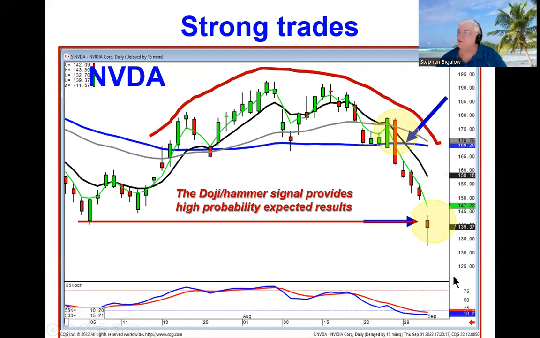There's still more downside. So the visual aspects of candlestick charts allow you to make very logical assessments of what's happening in human nature and when to get out of a trade and when to take profits and when to remain in a trade.